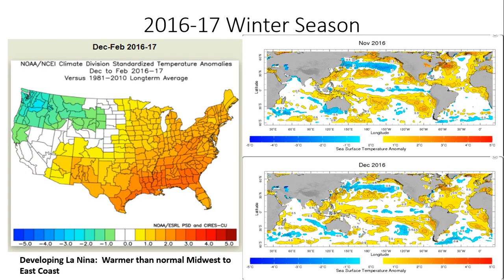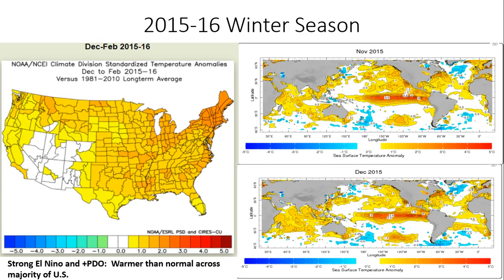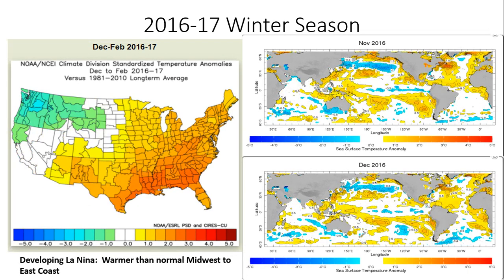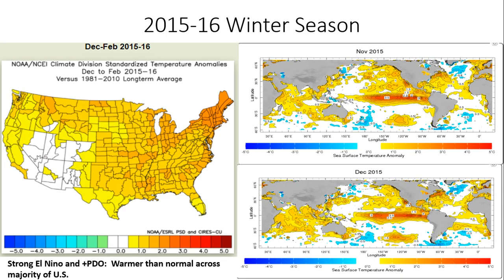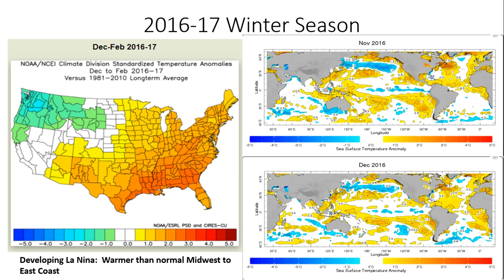If we look at the 16-17 winter season, you notice some of those sea surface temperature anomalies migrate up more towards the Gulf of Alaska. We do have cooler temperatures moving in from the north central Pacific. Additionally, you'll notice how our El Nino quickly diminished. So we had a developing La Nina. It was generally a warmer than normal winter for the Midwest to the East Coast, and a cooler than normal winter across the Pacific Northwest, the 2016-17 winter season.